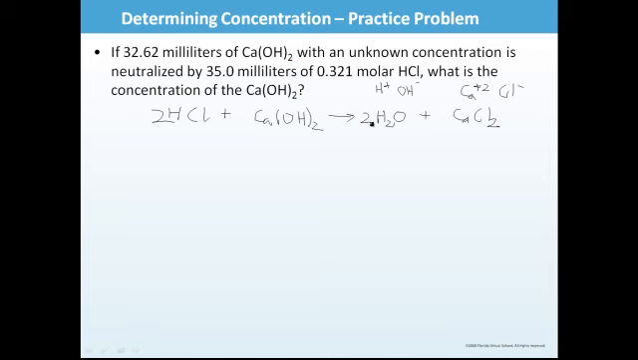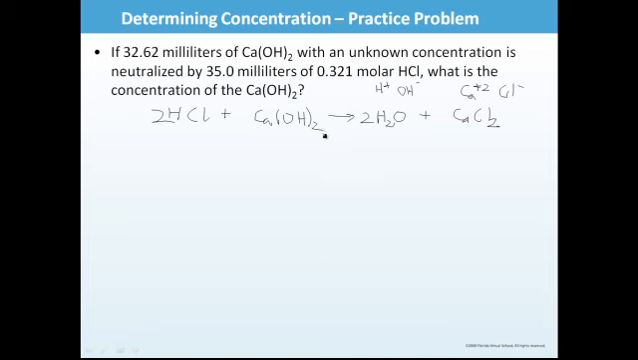Now those are balanced. Now that 2 also distributes through to the O. So I have 2 times 1, I have 2 oxygens. Over here, I have 2 times 1, I have 2 oxygens. So those are balanced now. So there is my balanced equation.